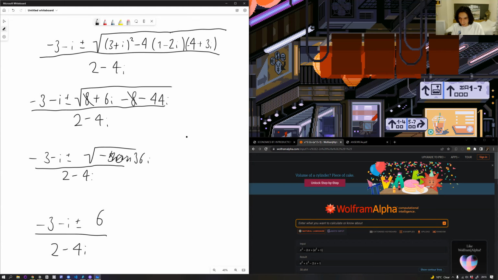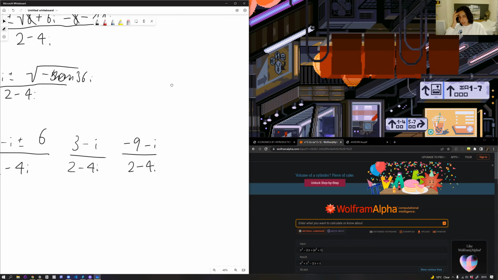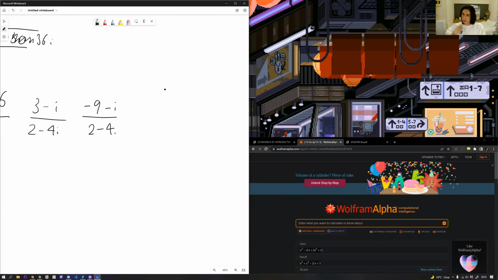Yeah. So you've got 3 minus i over 4. Isn't it like rationalizing the denominator? I think that's it. So I'll just do that. So then you have negative 9, negative i, 2 minus 4i, and then going on with that. So rationalizing the denominator of the first one, I would just do.